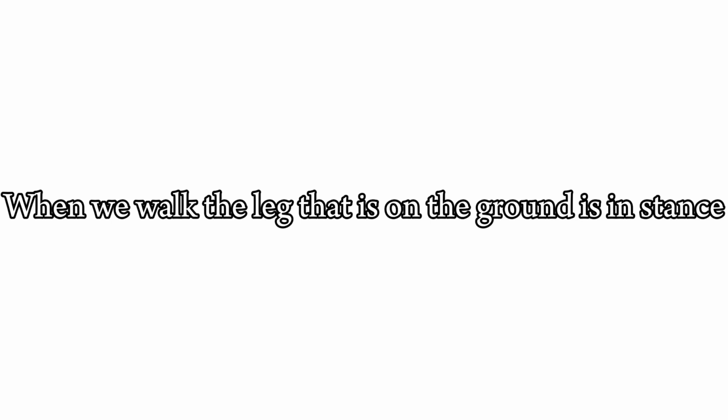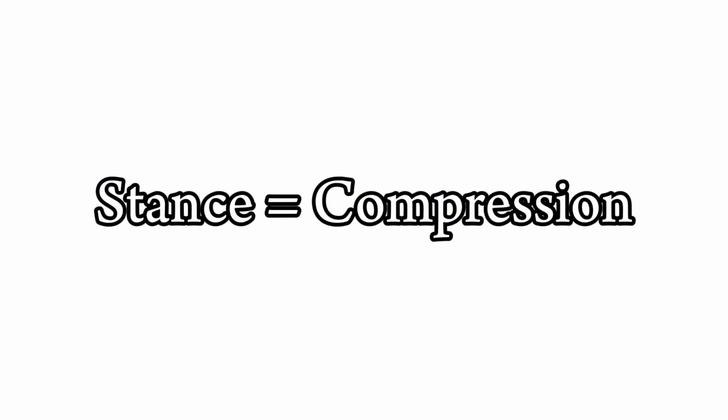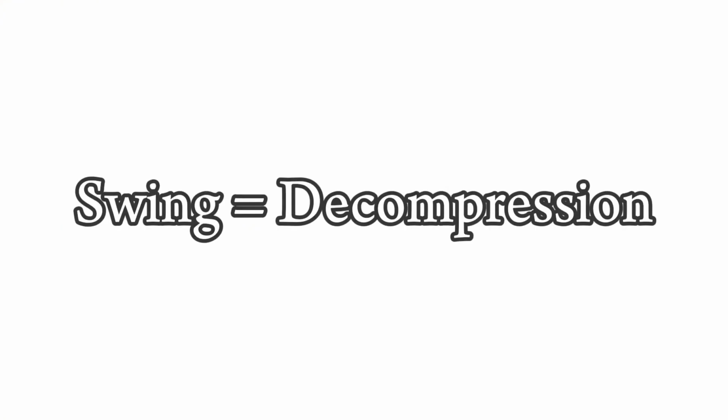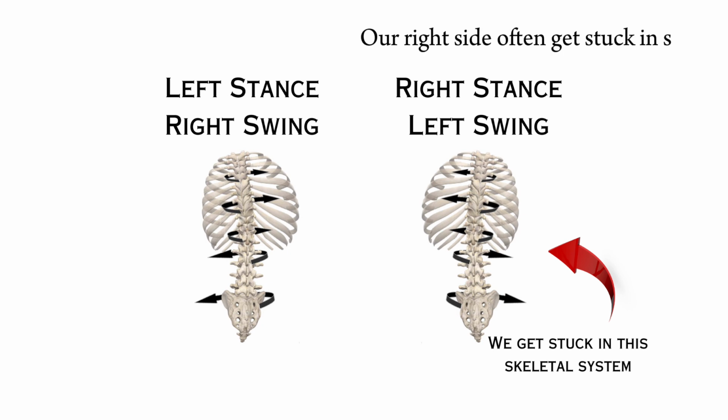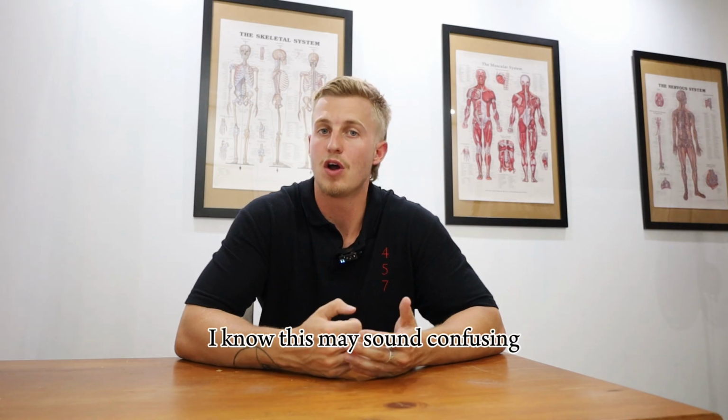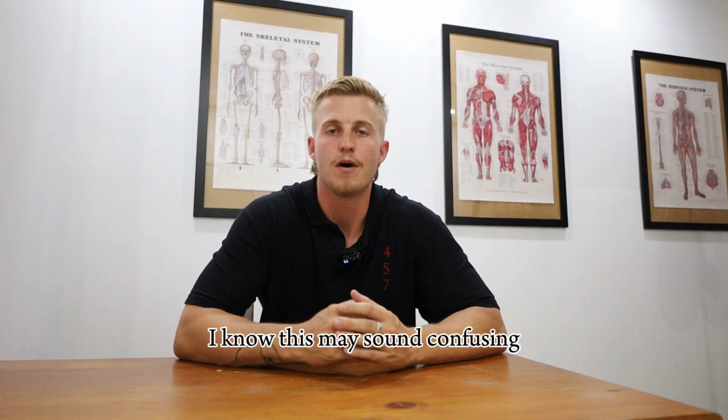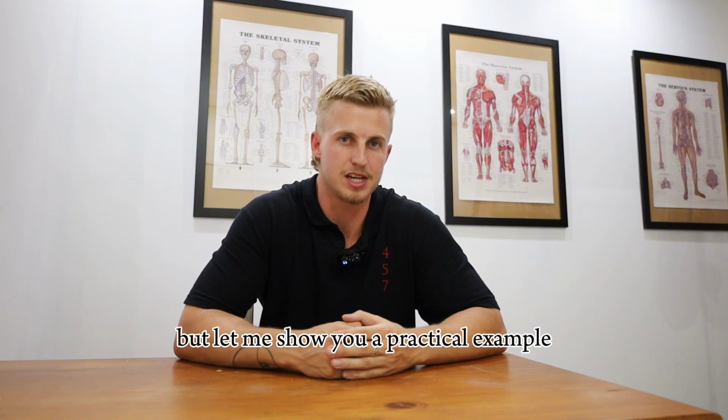When we walk, the leg that is on the ground is in stance. Think of the stance leg as the one that's compressing. The leg swinging forward in the air is in swing, which is the side that's decompressing. Our right side often gets stuck in stance and our left remains in swing, even when we're standing on our left leg. I know this may sound confusing, but let me show you a practical example.